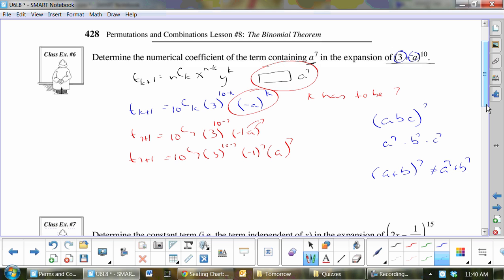Now, why have I done that? Because now I can actually get my answer. This is t to the 8. If you multiply this all together, you will get negative 3,240, and guess what follows? A to the 7. I have found the term containing a to the 7.